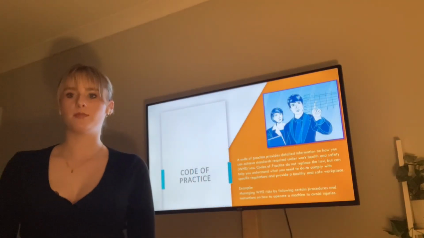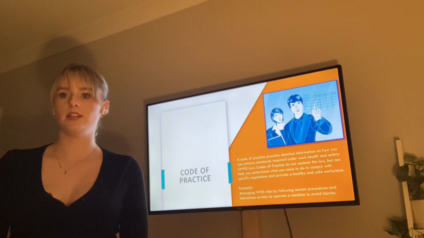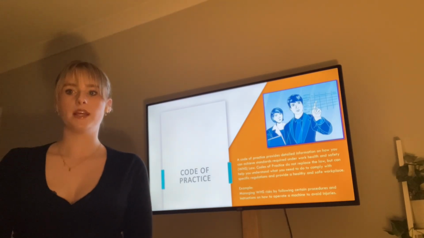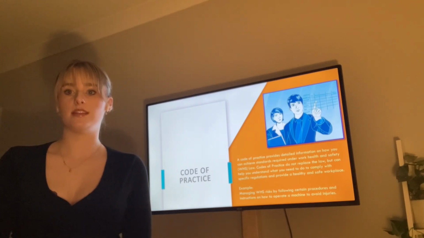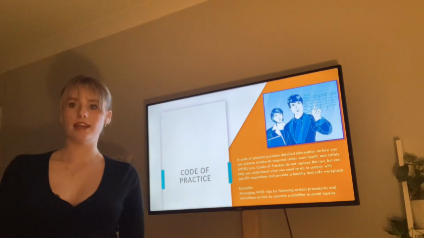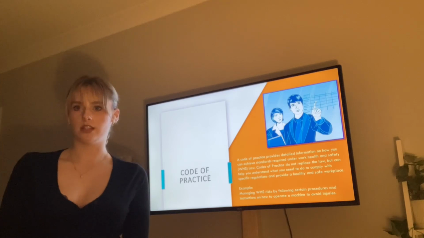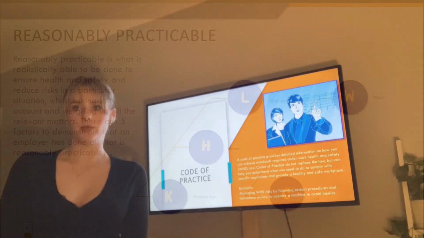A code of practice provides detailed information on how you can achieve the standards required under the work health and safety law. Codes of practice do not replace the law, but can help you understand what you need to do to comply with specific regulations and provide a healthy and safe workplace. An example of a code of practice is reading manuals and instructions so injuries can be avoided when operating heavy machinery.